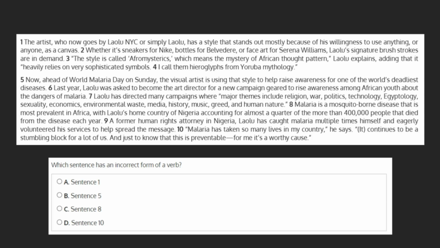Which sentence has an incorrect form of a verb? A. Sentence 1, B. Sentence 5, C. Sentence 8, or D. Sentence 10. Verbs tell us a lot about when a sentence takes place.